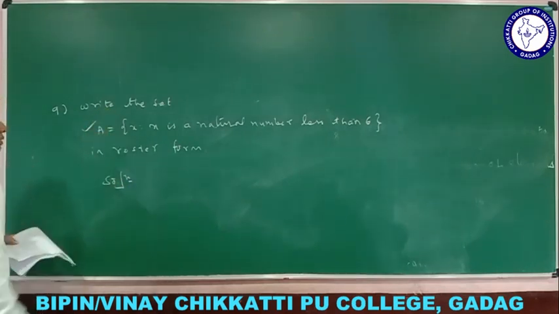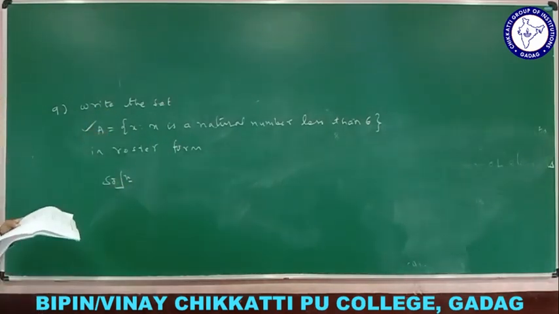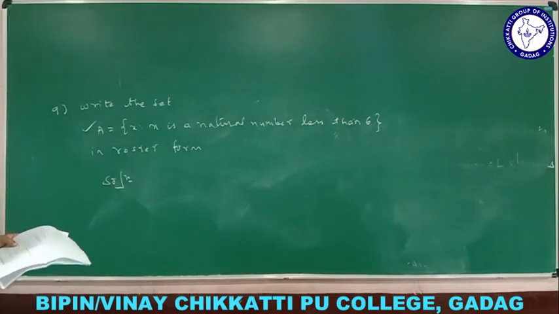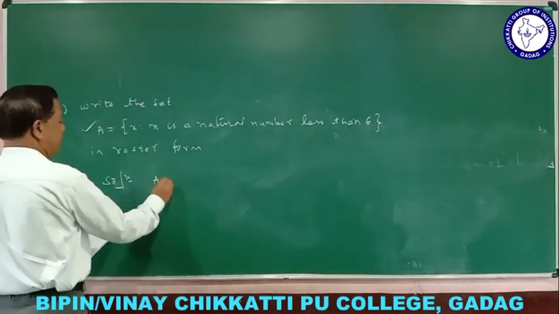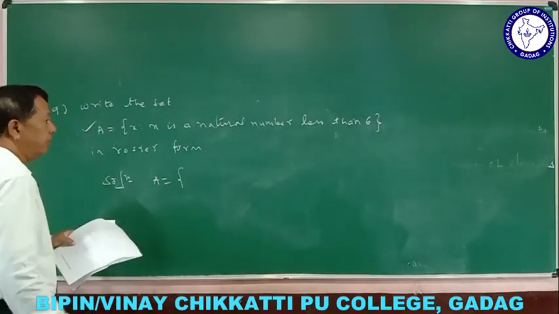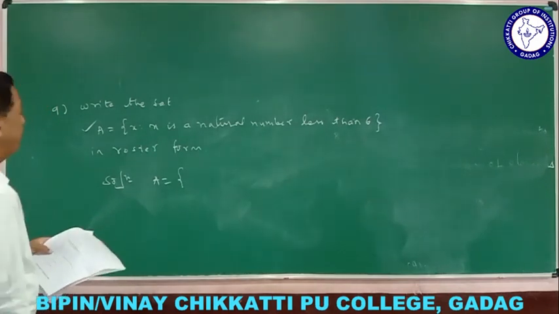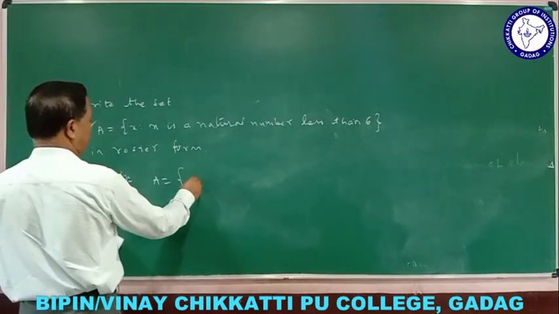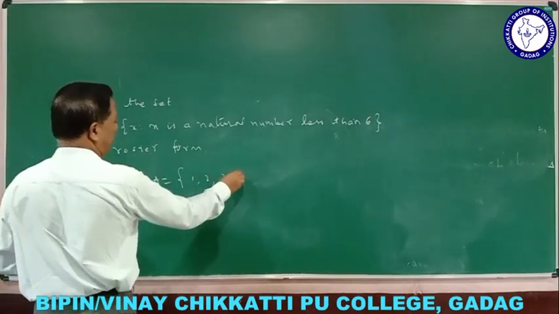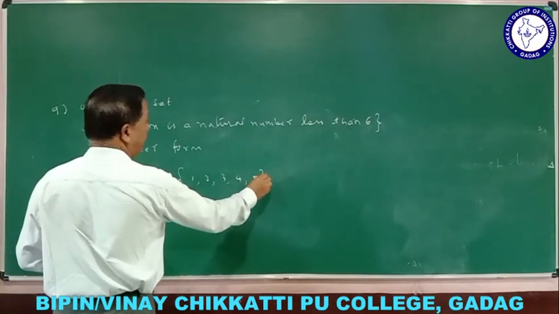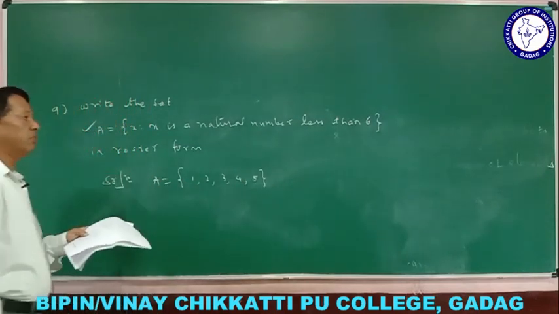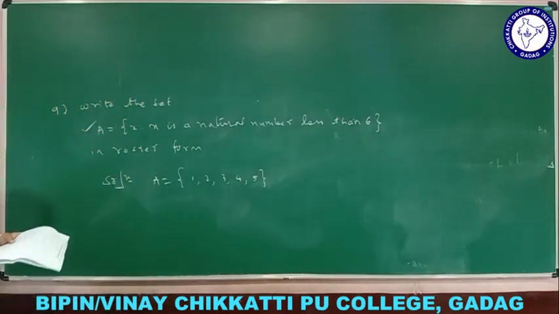This is in the set builder form, but you have to write the elements in the roster form. Roster form means the elements are written in brackets with commas. x is a natural number: 1, 2, 3, 4, 5. Less than 6 means you have to write up to 5 only. Here you have to understand how to write the answer in the roster form.